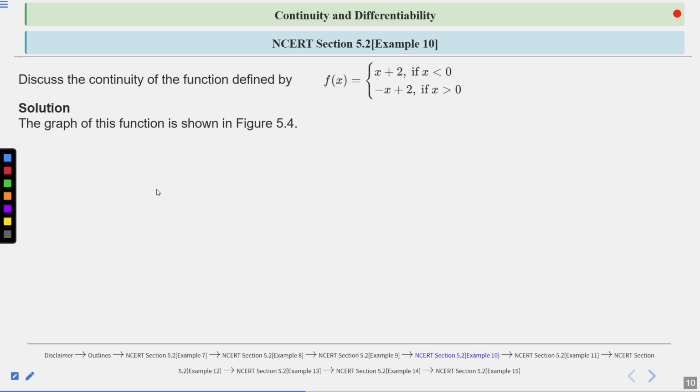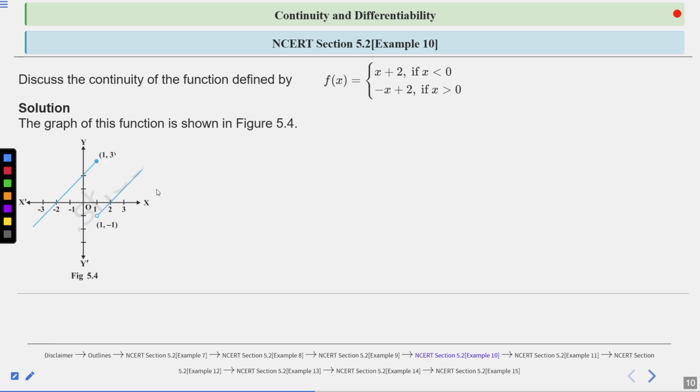The graph of the given function is shown in figure 5.4. So this is the graph. When x is less than 0, the value of the function is defined as this one, and when x is greater than 0, the value of the function is defined as this one. Got it?